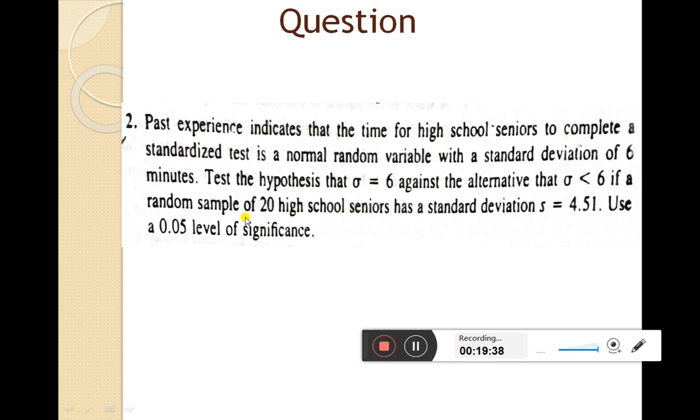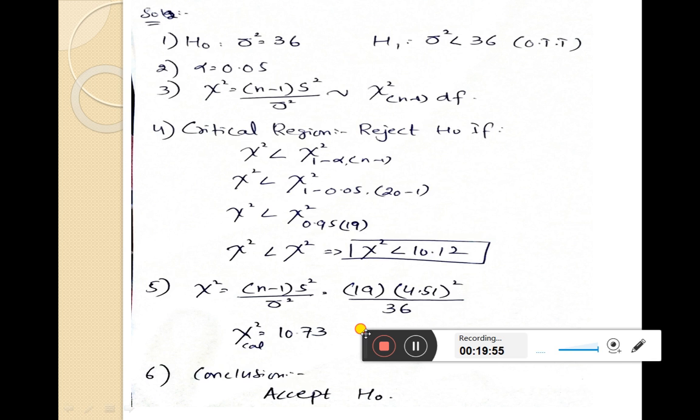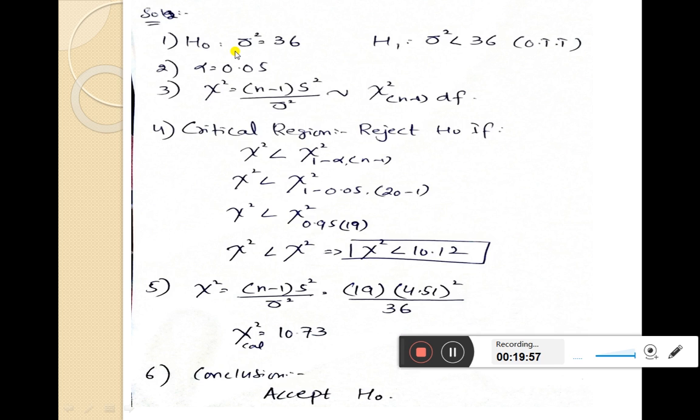If a random sample of n, look here, n is 20, senior students has a sample standard deviation of 4.5. Use a level of significance of 0.05. Now let's start again. Step number 1, make the null and alternative hypothesis.